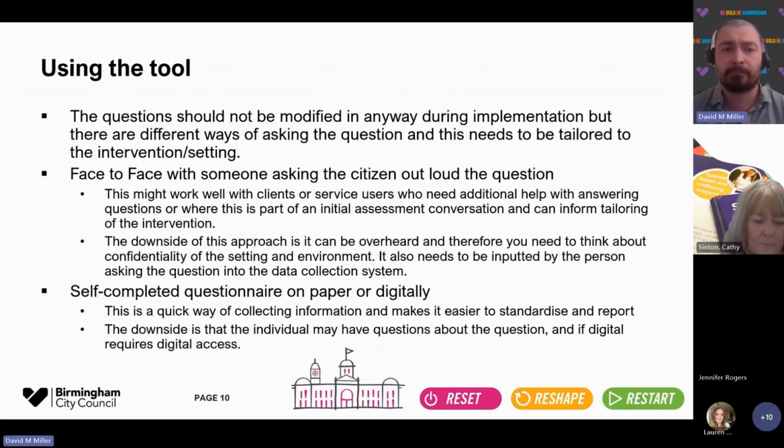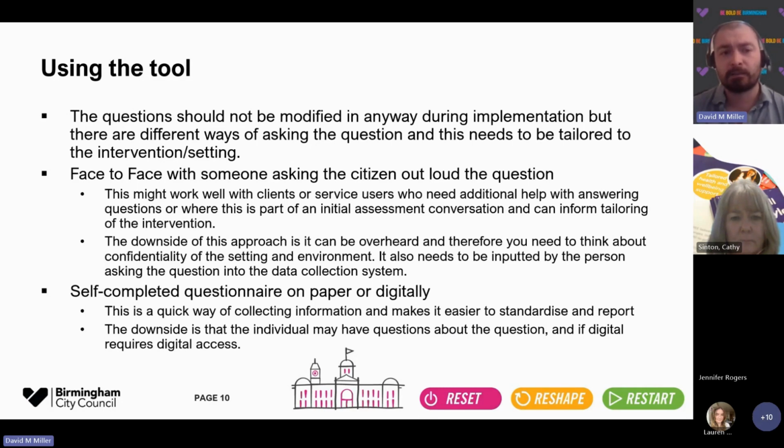Using the tool, it's really important that the questions aren't modified in any way. This is key for what I was referring to earlier about the need for it to be standardised and enable comparison across different interventions that are being funded. There are different ways of asking the question, and we're trusting providers to use what's most appropriate at each time.